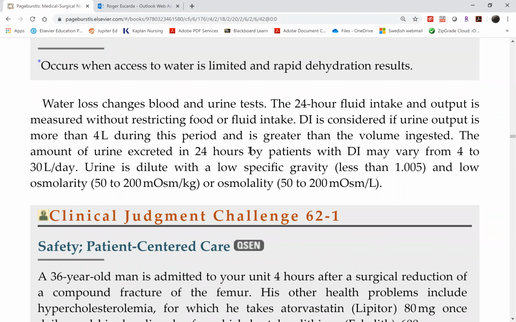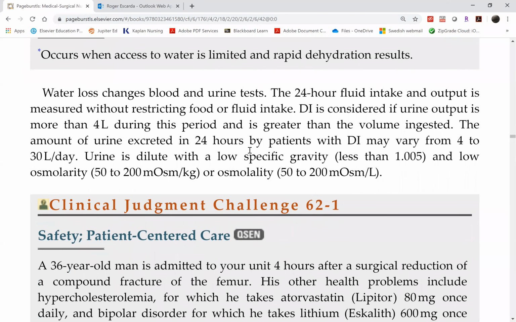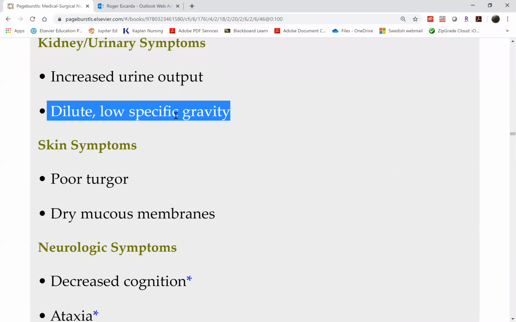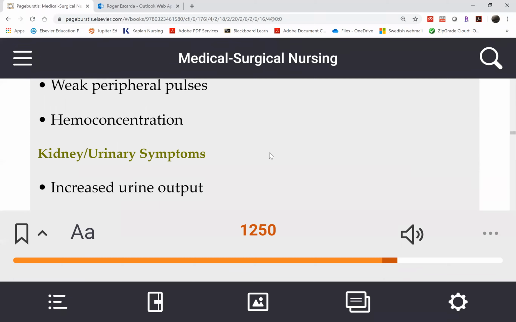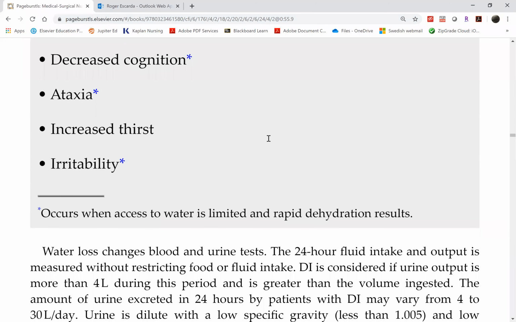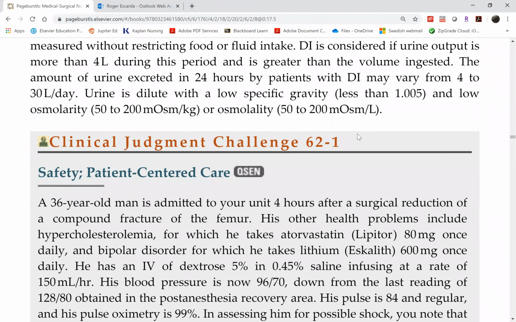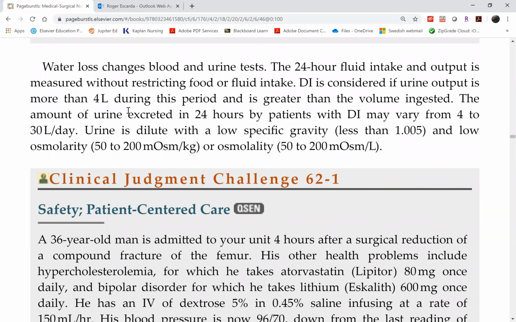I won't ask questions on the diagnostic test, only on signs and symptoms, and of course the resulting. By diagnostic tests, I mean the water deprivation test that they do to diagnose the disorder. Look at the amount of urine this patient will be producing. So anywhere between 4 to up to 30 liters a day.